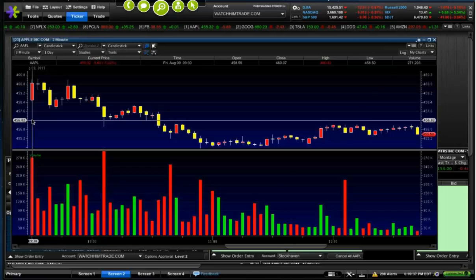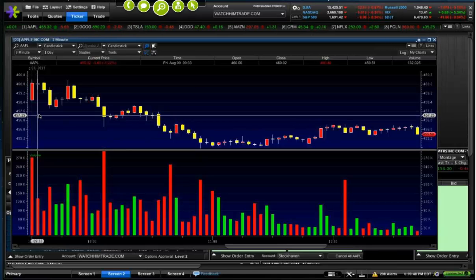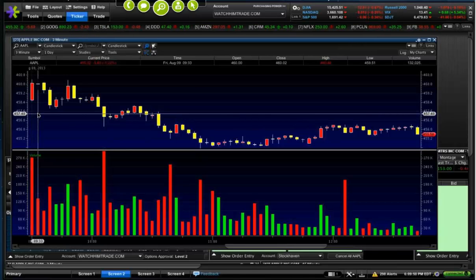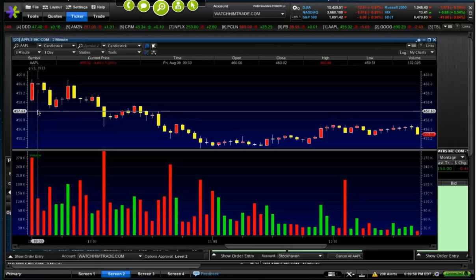Apple opens at 458.59, puts in a high at 460.40. That was your initial 3-minute high. Your initial 3-minute close, 460.07. Then your next candle, your initial 6-minute candle, you pierced above the 3-minute high. However, you did not close above it. And you got a range of a 6-minute low of 459.51, a 6-minute high of 460.46.